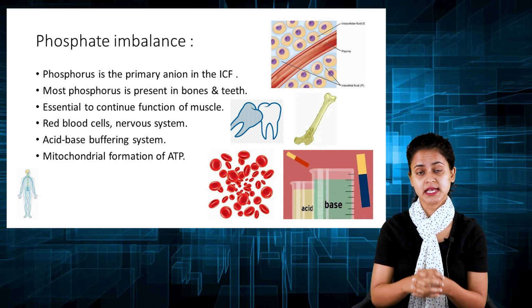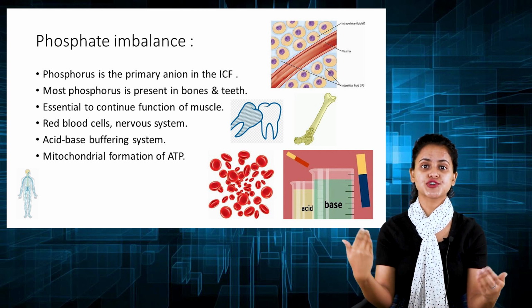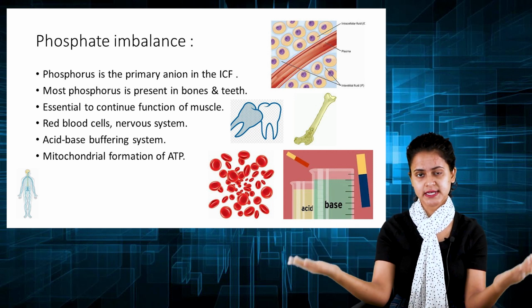Phosphorus plays a very important role in the formation of adenosine triphosphate in the mitochondria. The next function is that it also has a very important role in maintaining the metabolism of carbohydrates, proteins, and even fats. That is how phosphorus plays a very important role in the maintenance of bodily function at a physiological state.